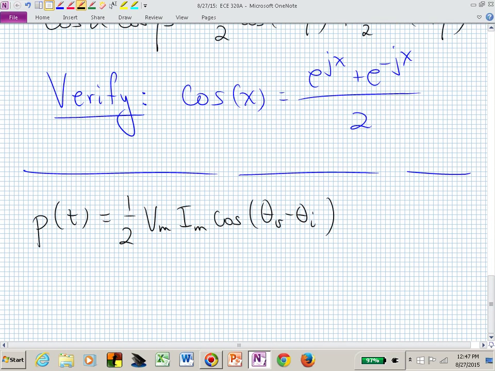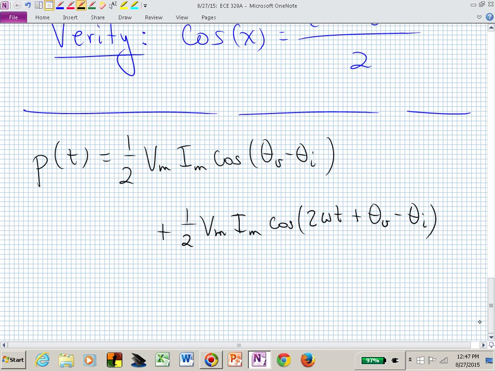Then we have plus the second term, 1/2 Vm Im cosine of 2 omega t. Now we're adding those two arguments. And that's now the instantaneous power of that generic element that had a voltage as a cosine and a current as a cosine.